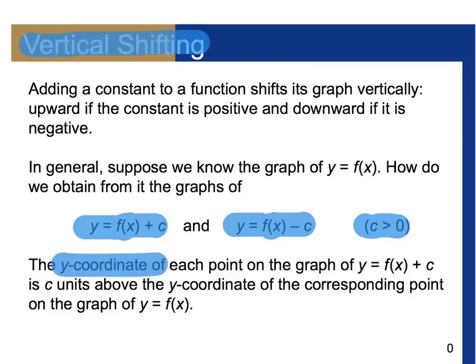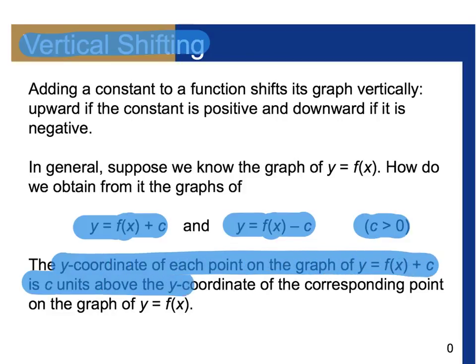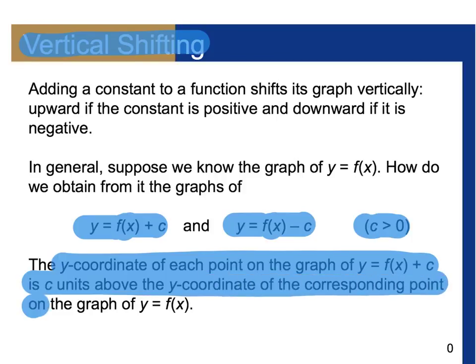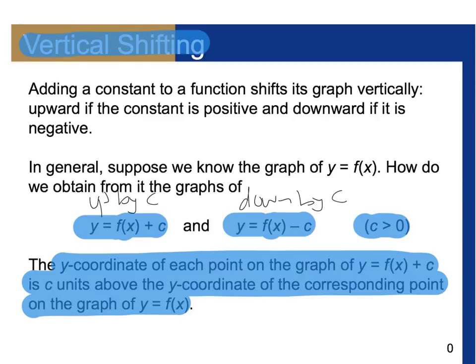So the y-coordinate of each point on the graph of y equals f of x plus c is c units above the y-coordinate of the corresponding point on the graph of y equals f of x. So it's going to be c higher. So this we would shift up by c, and this one we would shift down by c. And the vertical shifts are pretty easy to see when you look at them. When you take x squared and make it x squared plus 2, you move x squared up 2.